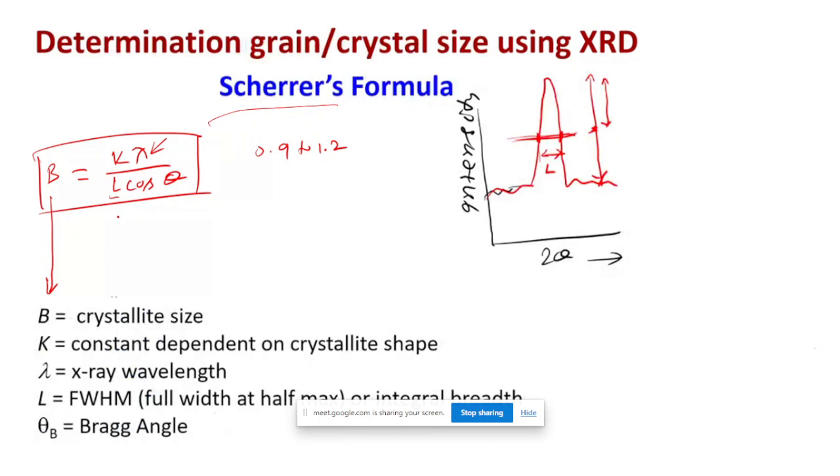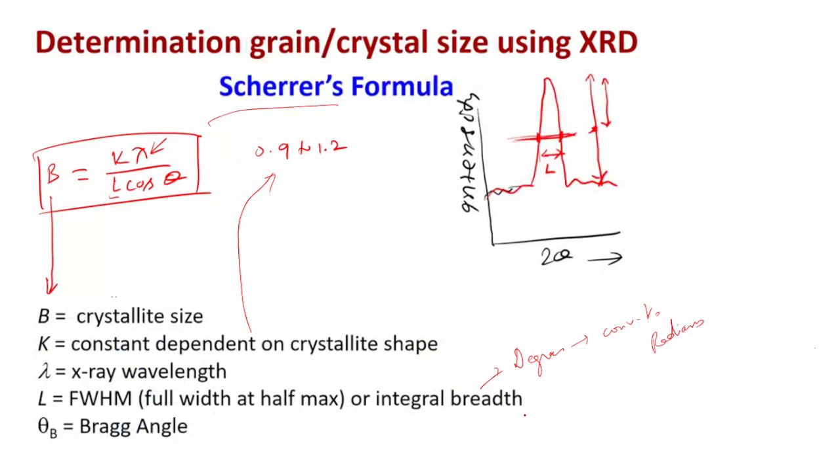B is equal to k lambda by L cos theta. So, k is the constant, it will vary from 0.9 to 1.2. L is the FWHM, that is full width at half maximum. Usually they give it in terms of degrees. We have to convert it to radians, or sometimes if we are lucky they will give it in radians itself. Okay, so we'll discuss problems on that.